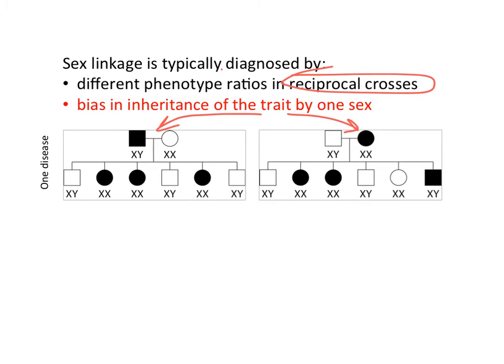Right, so dad seems to be, and we probably don't have enough data there for it to be statistically significant, but dad seems to pass it to all of his daughters and none of his sons. That's the part about the bias in inheritance by one sex. So when you see that sex-biased inheritance, only daughters get it or only sons get it, depending on which cross, is dad affected or is mom affected, that's when you start thinking, I wonder if this is going to be an X-linked trait.